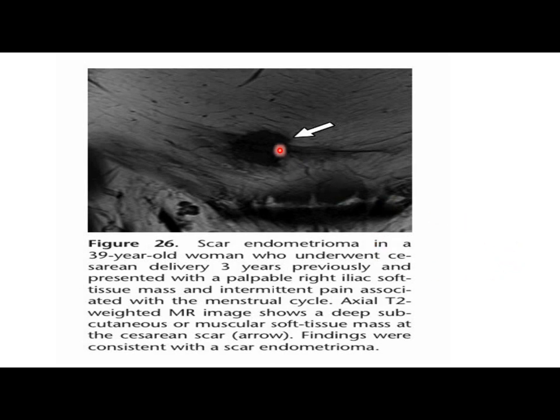This patient presents with a right iliac fossa mass. On MRI there is a hypointense mass at the right end of the site of the cesarean section. So this is a scar endometrioma.